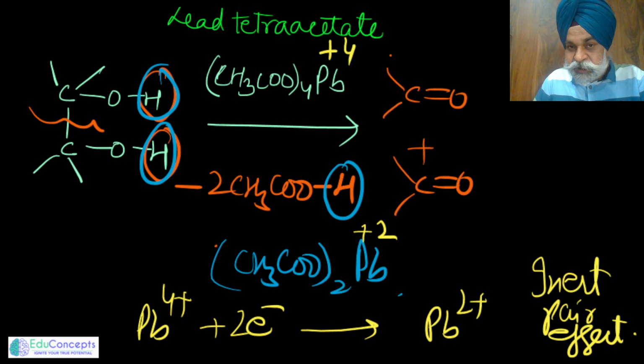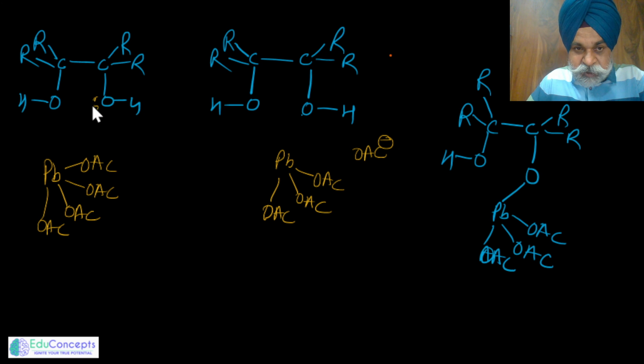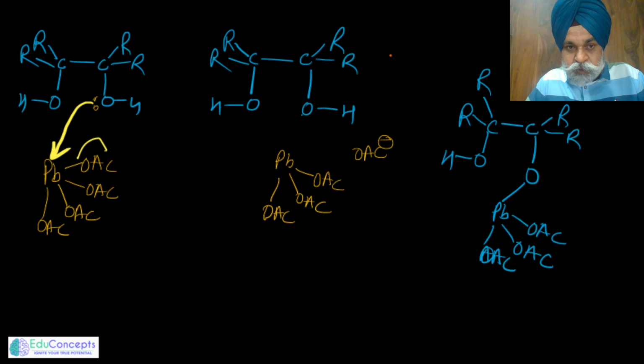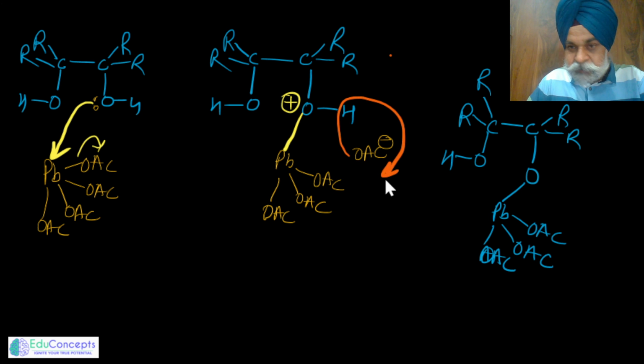And if I were to show you the mechanistic viewpoint of this, again the viewpoint would be the same. This attacks this, acetate goes out. If you want to do it in a proper way, the proper way would be somewhat like this. This acetate went out, this bond gets attached here, this has a positive charge, and now this acetate would deprotonate this H, and as a consequence 1 acetic acid went out.